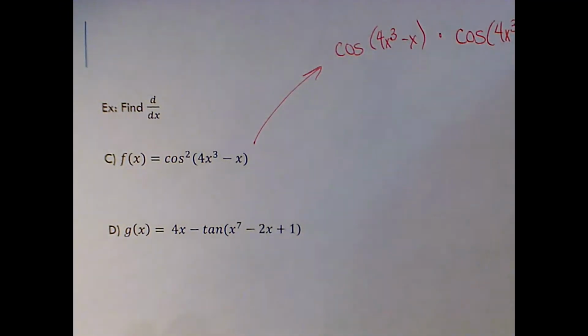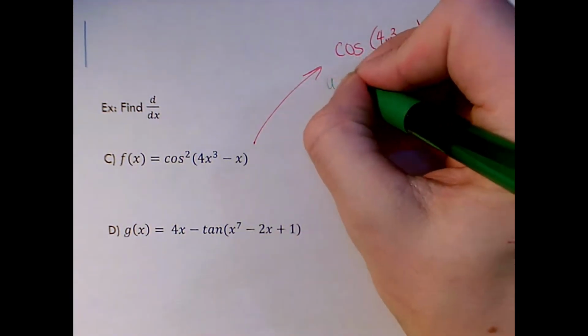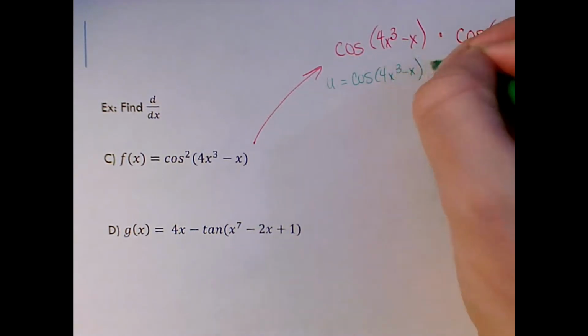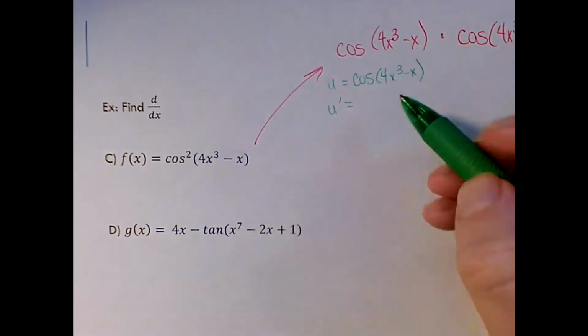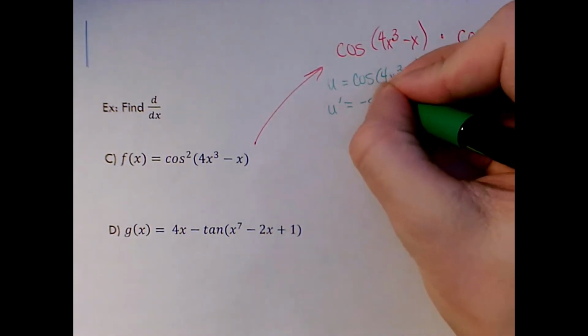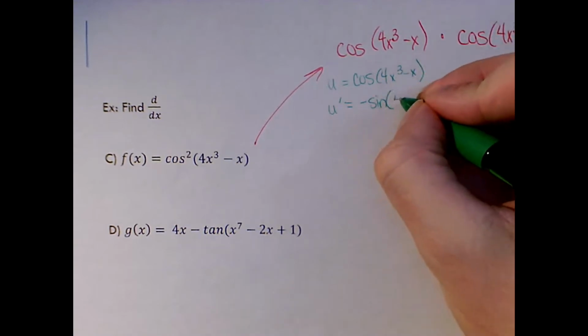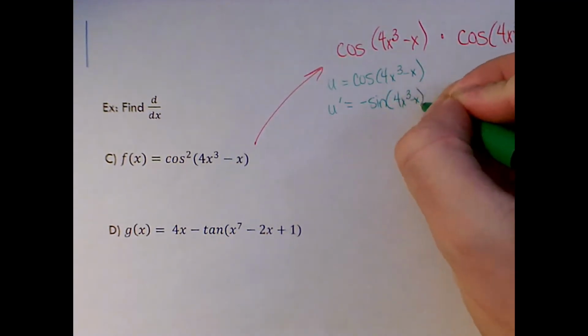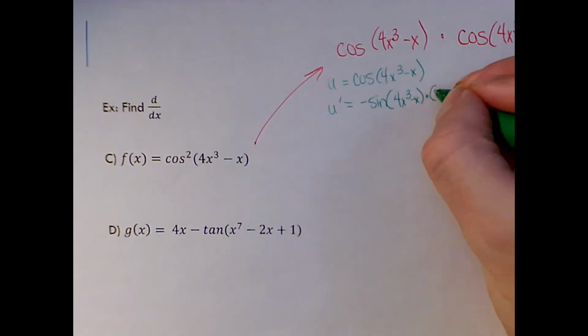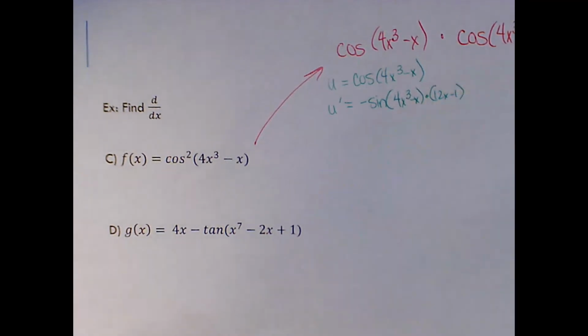I'm going to treat this like the product rule. So u is going to be cos of 4x cubed minus x. U prime, rather, has me use the chain rule. So the derivative of the outside is going to be negative sine, keep the inside, and multiply the whole thing by the derivative of the inside, which is going to be 12x squared minus 1.